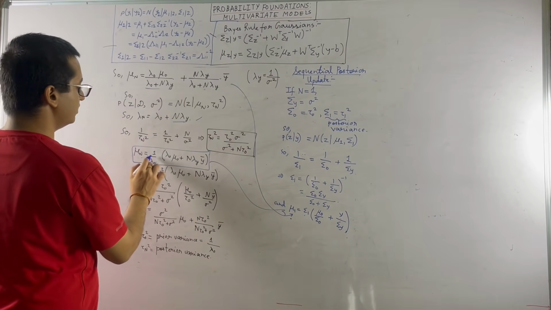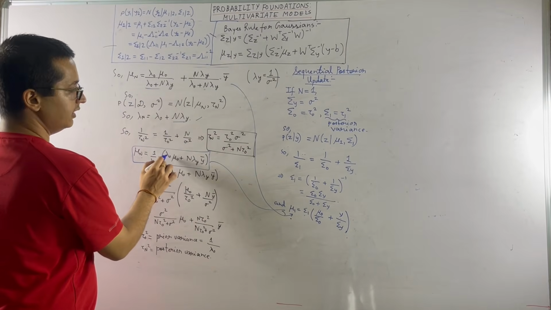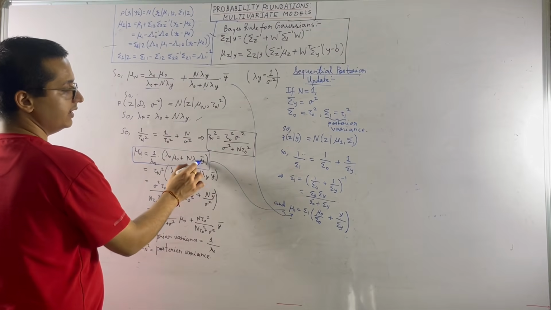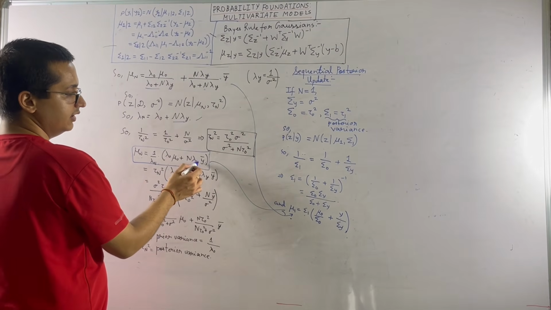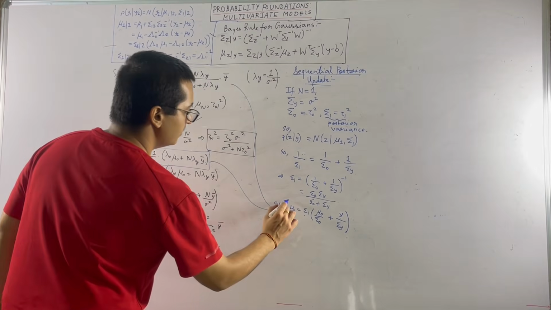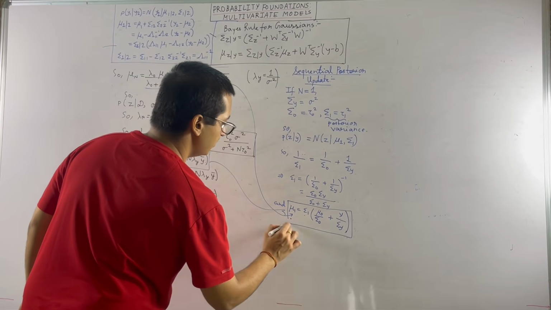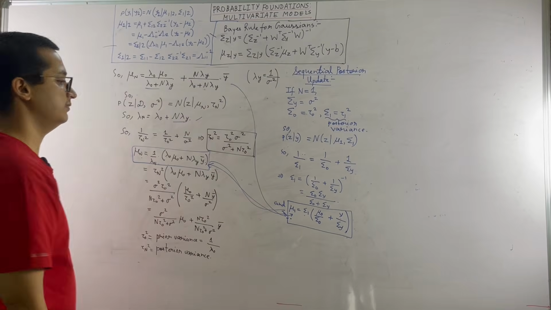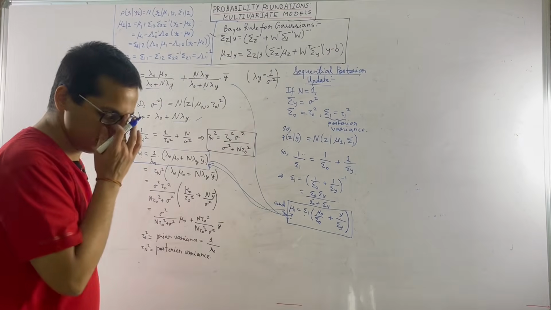So mu1 is 1 by lambda 1, which is sigma 1, and lambda naught is 1 by sigma naught, so mu naught by sigma naught, plus y bar, which is y because n is 1, and lambda y is 1 by sigma y, right? So if you look, these two equations are the same.